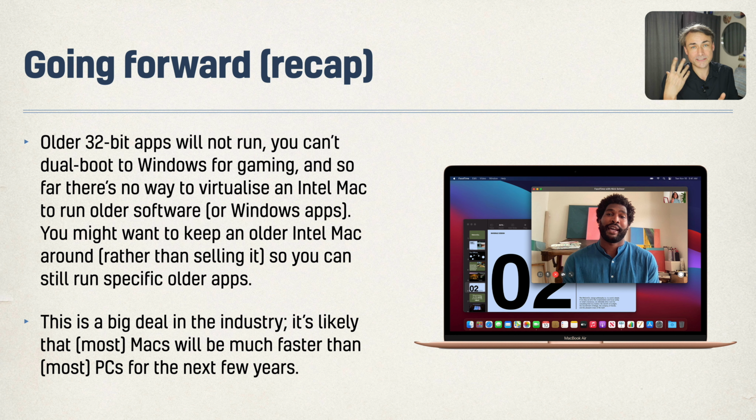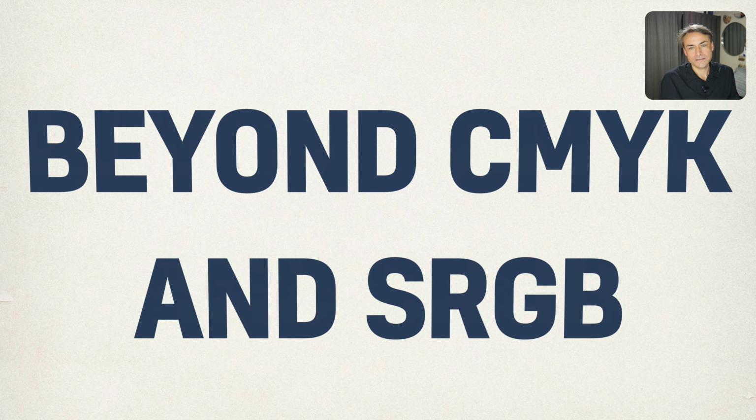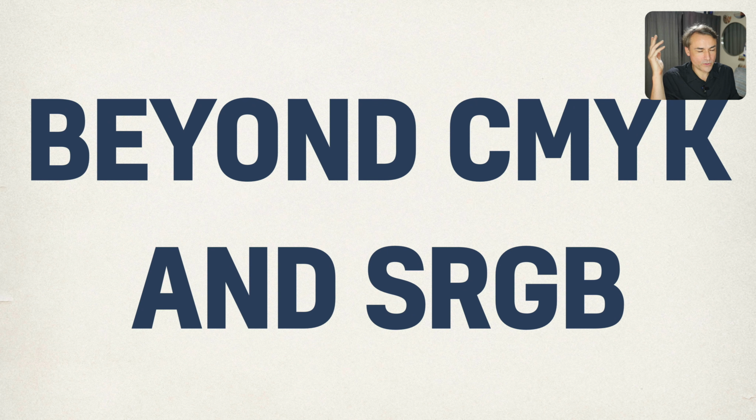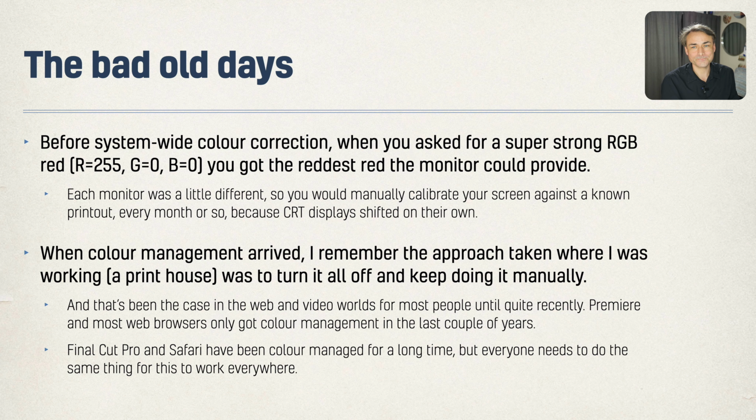And yeah, you can't run x86 operating systems like Windows because you just can't do it. You can still do virtualization. There are some workflows, but if you do need to run those apps, you may want to keep an old Mac around just for those. Cool. That's it for the main news preamble, let's talk about beyond CMYK and sRGB.